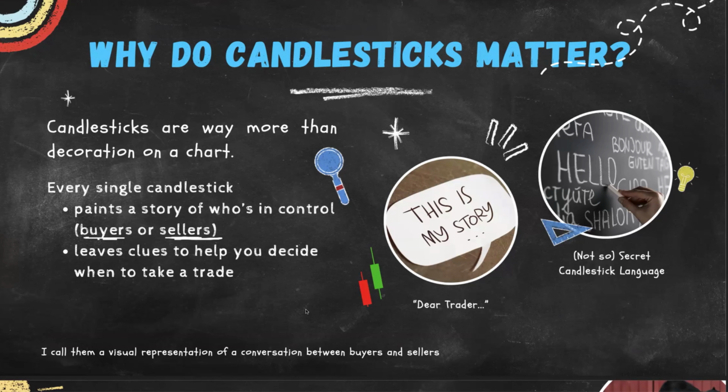So when we're thinking about the stock market going up, we're thinking about buyers, because buyers push the stock market up. When we're thinking about the stock market going down, we're thinking about sellers, because sellers push the stock market down. I like to call candlesticks a visual representation of a conversation between buyers and sellers. Let's not think about it as something that is so hard and so unattainable, but rather as seeing a conversation play out in real time.